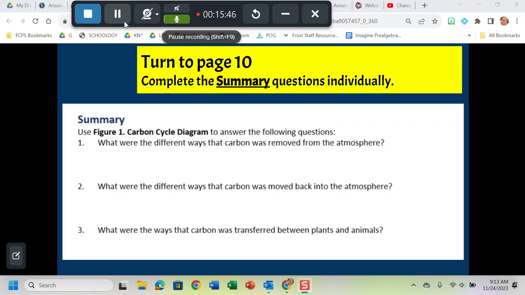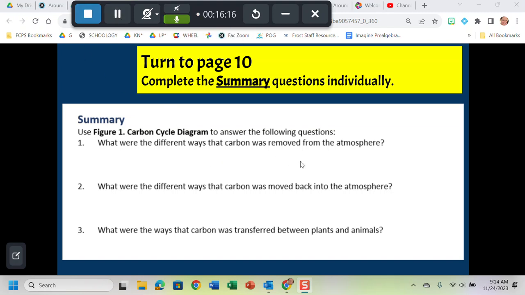All right, so if you have not done this already, you want to take a peek in your packet and you want to try to summarize. Think about what you have learned about the carbon cycle, and you're going to write some information about the different ways carbon was removed from the atmosphere. How does it leave the atmosphere? What are some ways that carbon can go back into the atmosphere? And what are some ways that carbon was transferred between plants and animals? So take just a second to do that. You can pause the video.